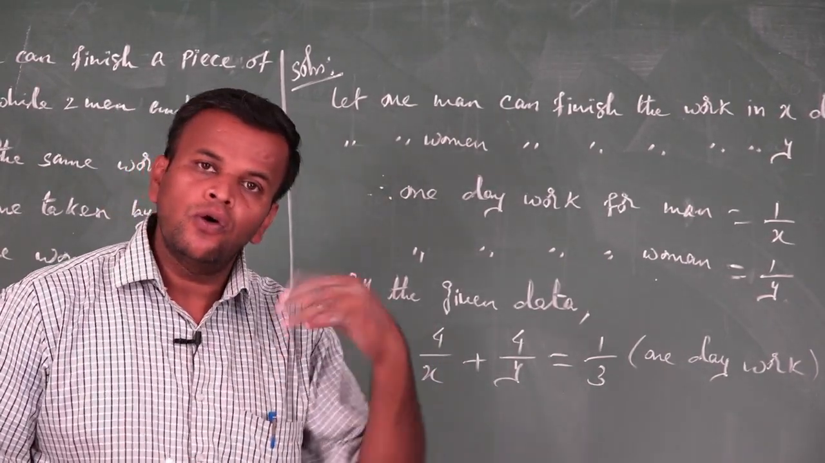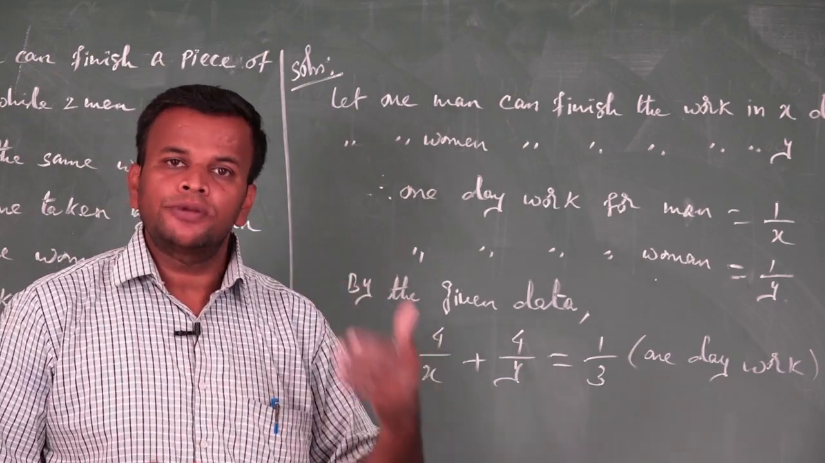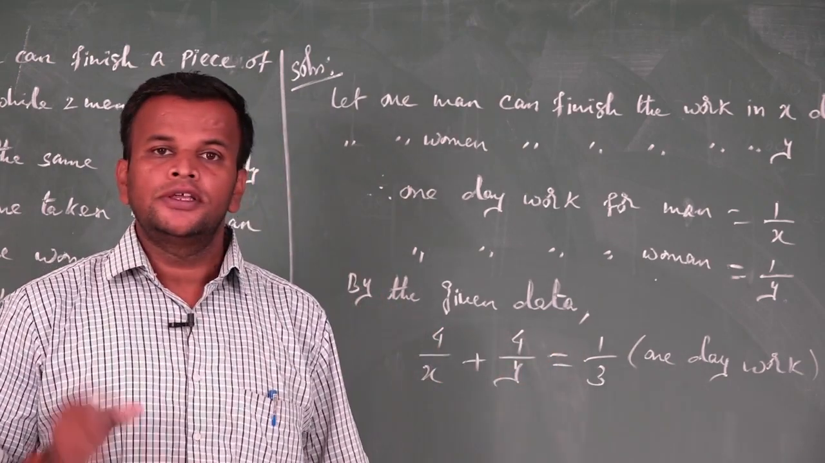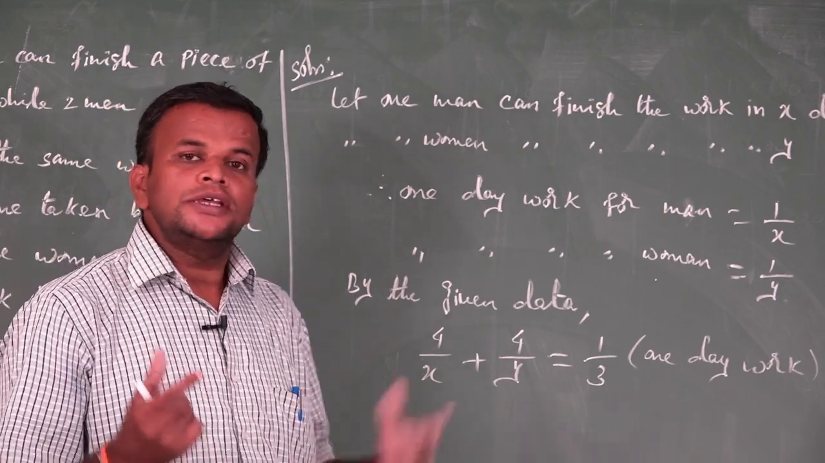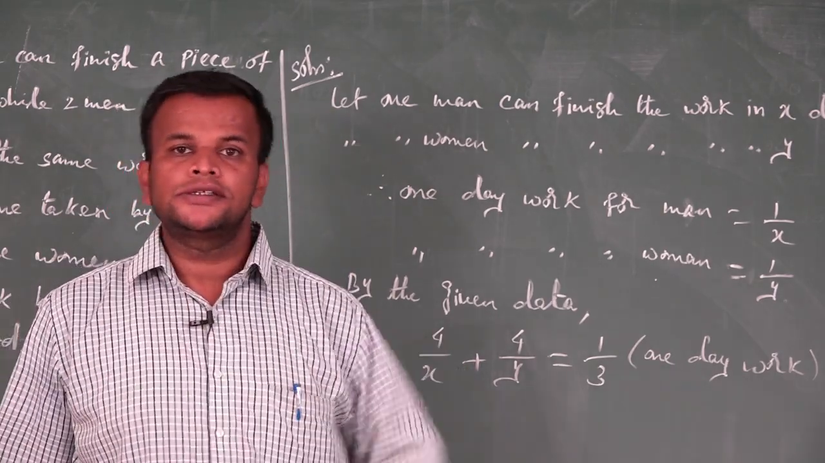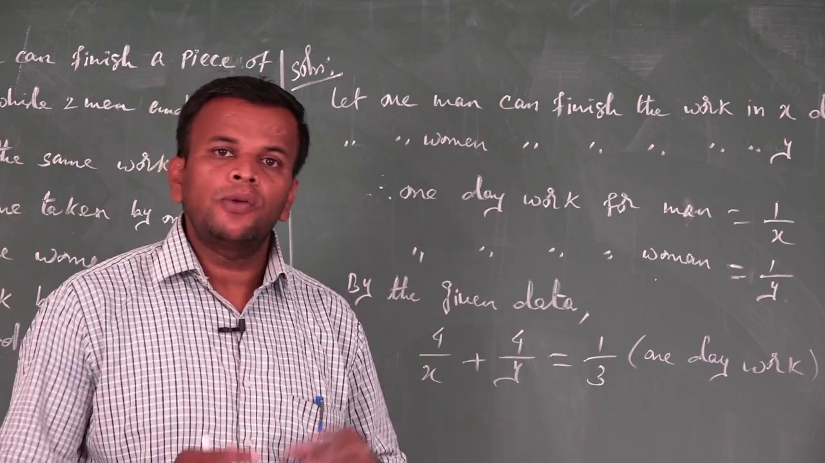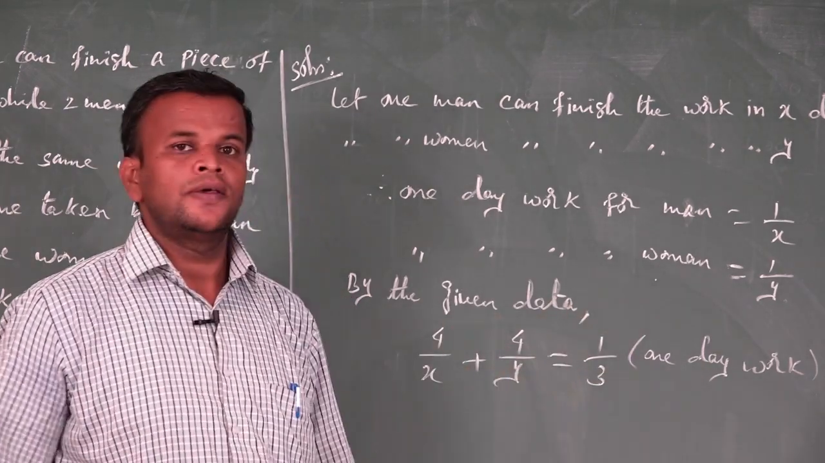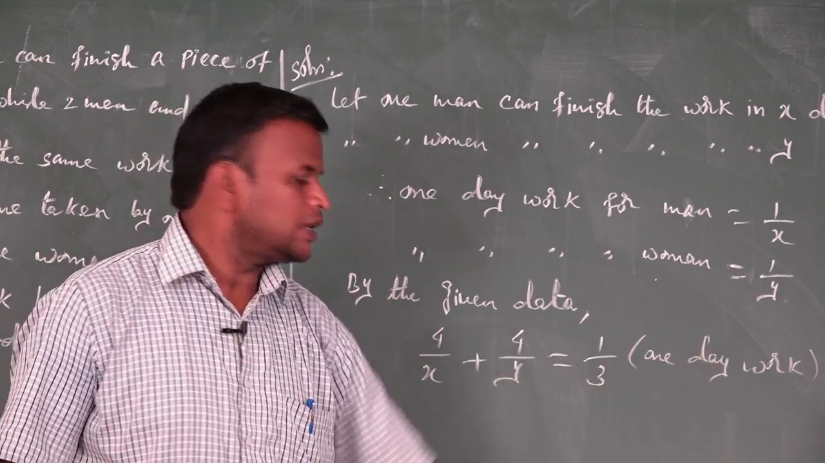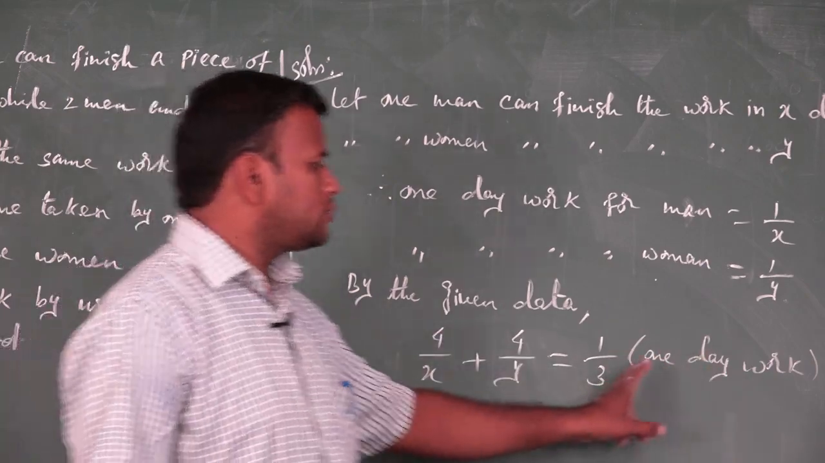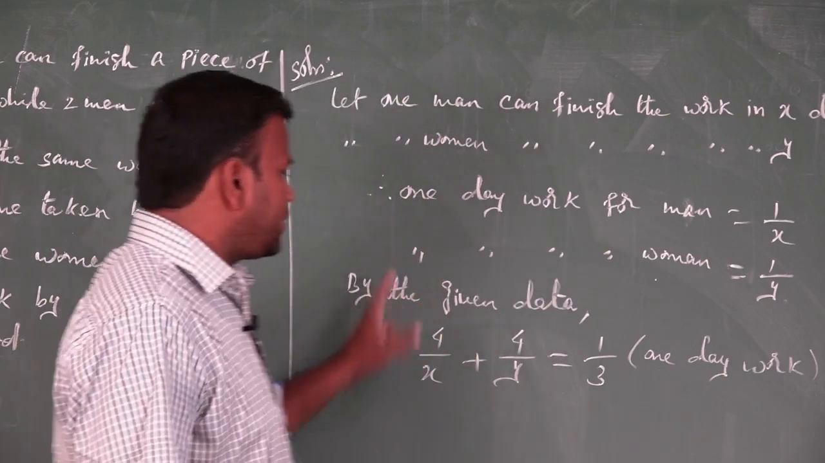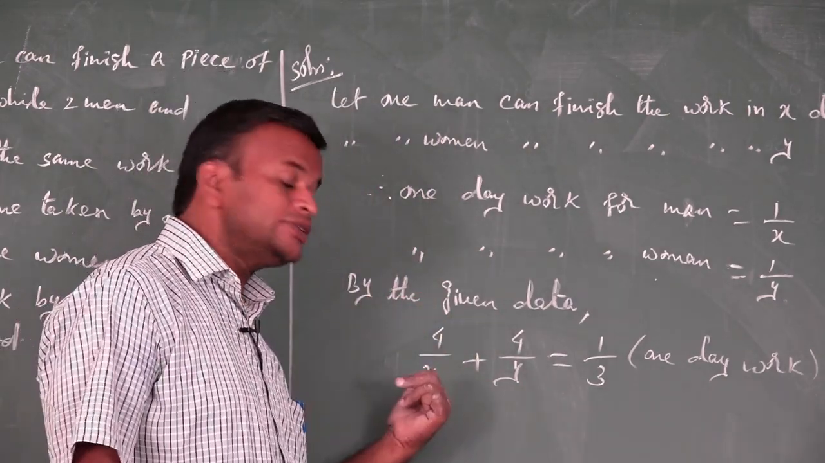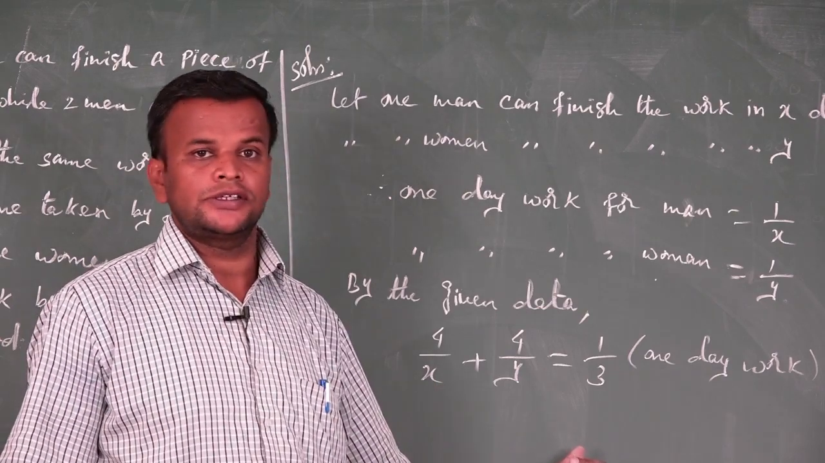In the same manner, 4 women: 1 by Y plus 1 by Y plus 1 by Y plus 1 by Y, we get 4 by Y is equal to... in how many days can they finish the work? In 3 days. In 1 day, how many works are completed? It will be 1 by 3. For understanding, I write it as a 1 day work, so no need to write this in the exam. By the given data, we write this one only. You see some fractions are there, and a variable also lies in the denominator.